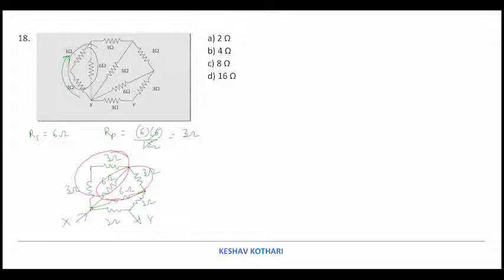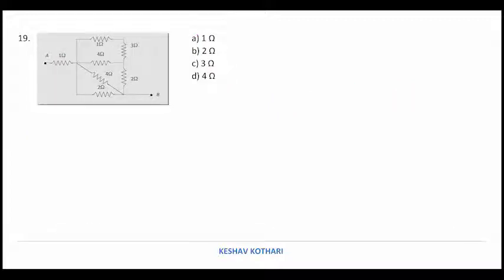Then 3 and 3, 6 and 3 are in parallel this time. So this time we say that R effective is going to be between 6 and 3. So R1 R2 upon R1 plus R2 is equal to 2 ohm. So for this particular problem, 2 ohm is the effective value of resistance that is offered by this network between X and Y. Let us deal with the next problem.